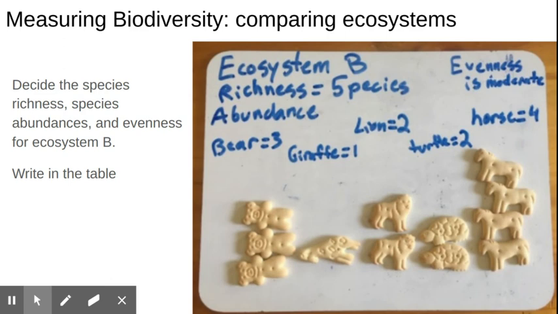And so this is what I got. When I look at ecosystem B, I sorted those and I found 5 different species. So my richness is 5 species. I calculated the abundance for each of my 5 species. I got that bear had an abundance of 3, giraffe had an abundance of 1, lion had an abundance of 2, turtles had an abundance of 2, and horses had an abundance of 4.